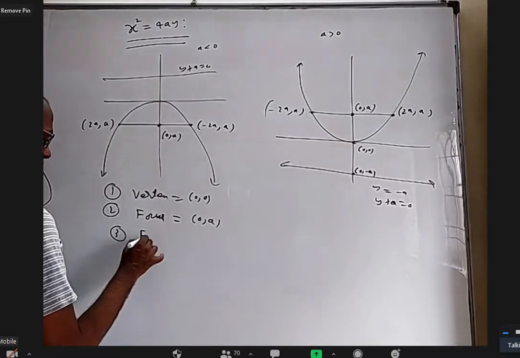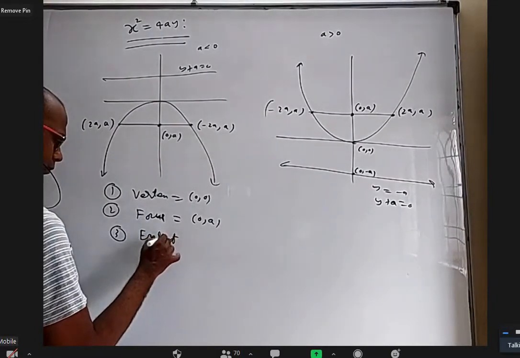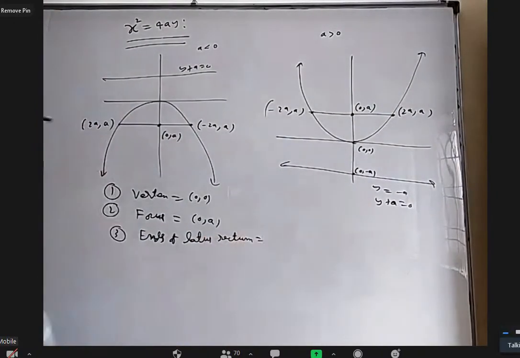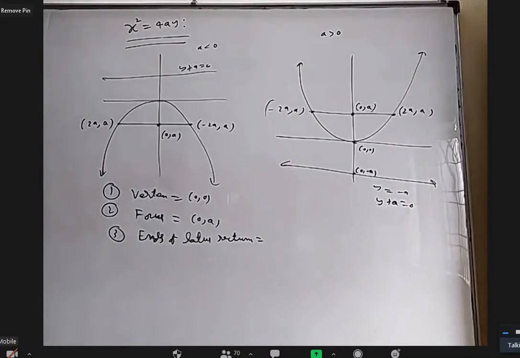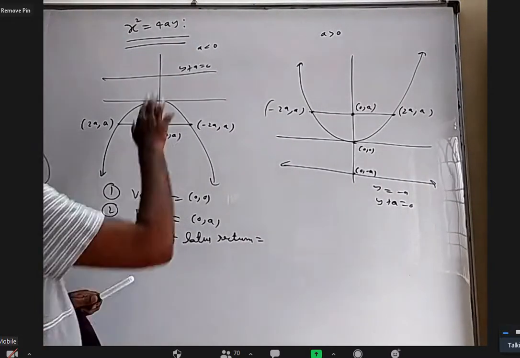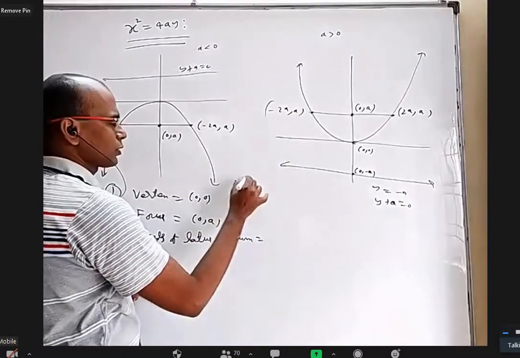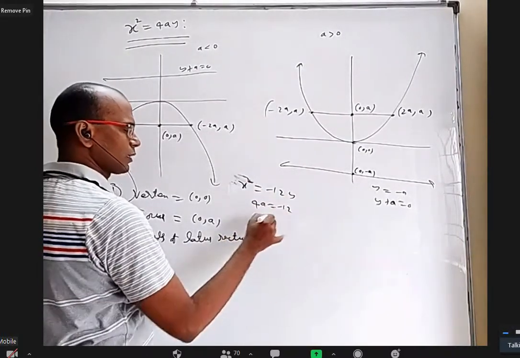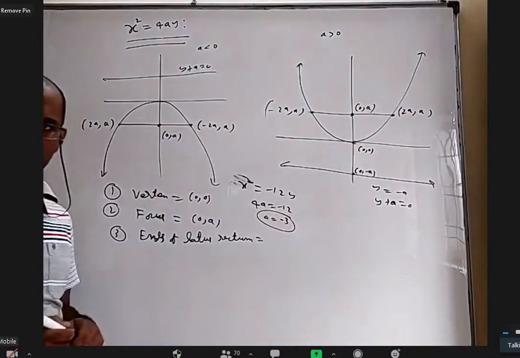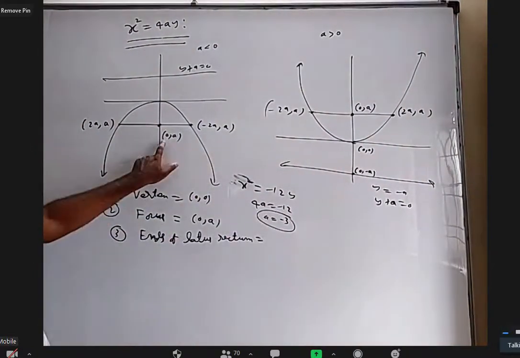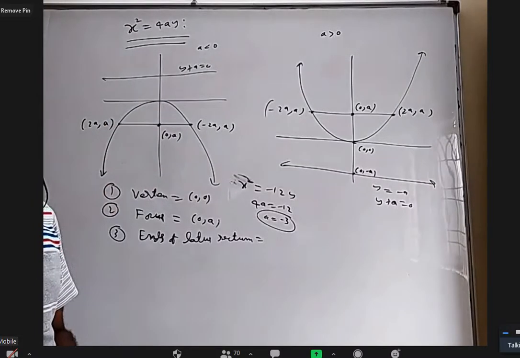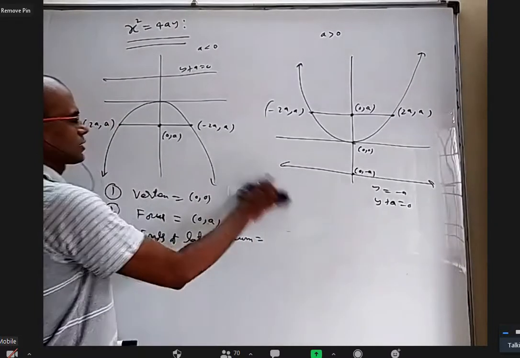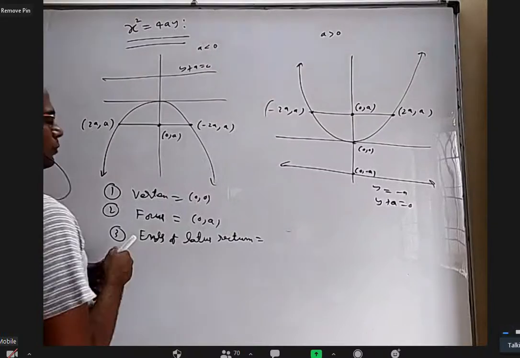What else? Ends of latus rectum. Yes, please. Focus is 0 comma minus? No, a is negative. So let us say if I take x square equal to minus 12y, that is 4a equal to minus 12. My a is minus 3 only. A is negative, so when I write 0 comma minus 3, it is in this quadrant. Is it clear? Yes, sir. You are thinking a is a positive number in your mind. That's why you may think it should be written as minus 3. Here a is a negative number.